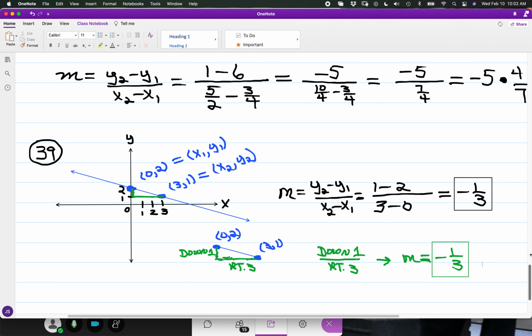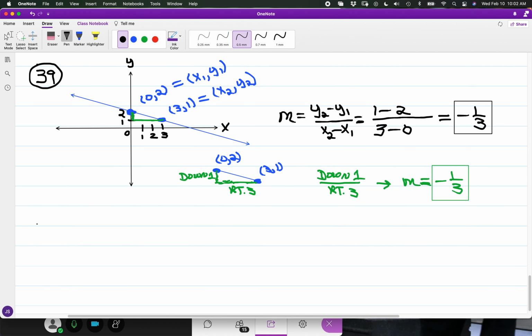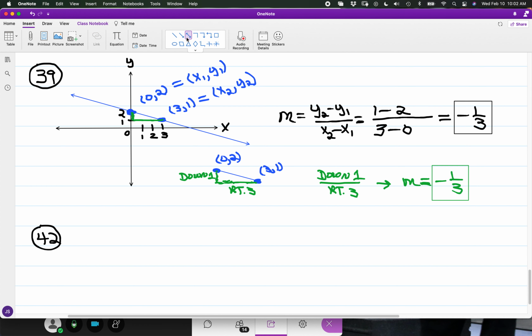All right. Now, in the case of what we have for 42, this is one where we're going to have the line with the x value fixed throughout.